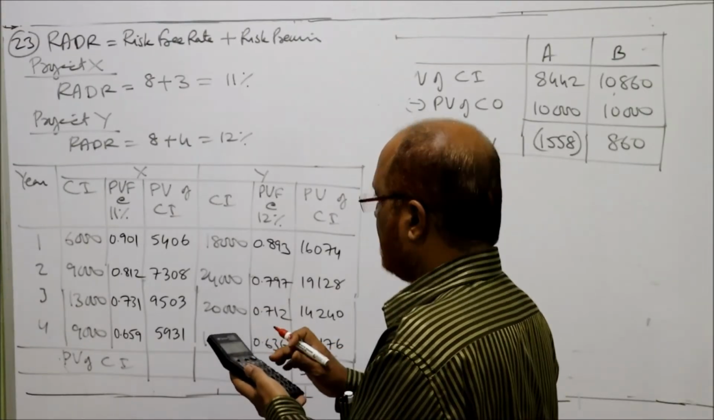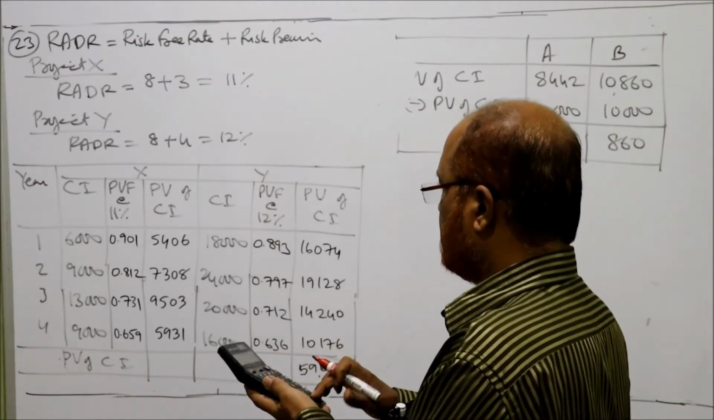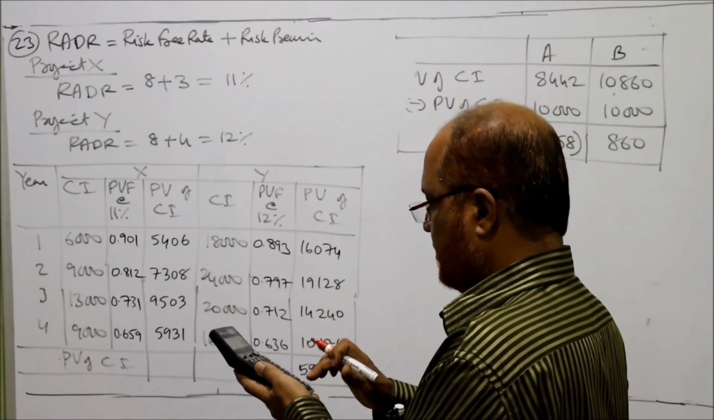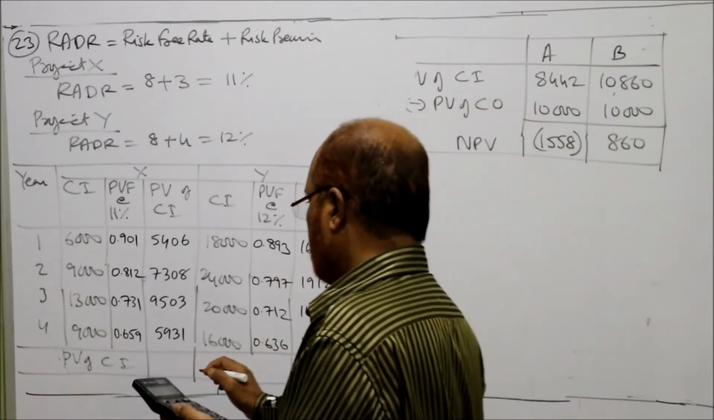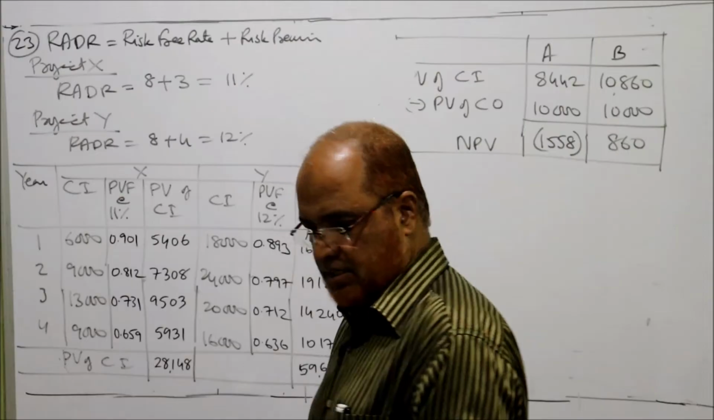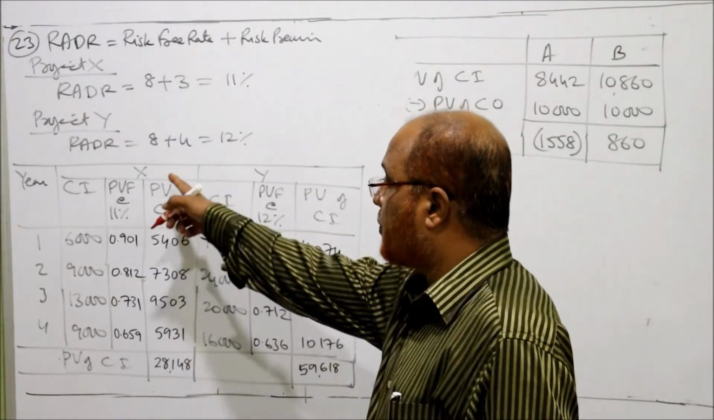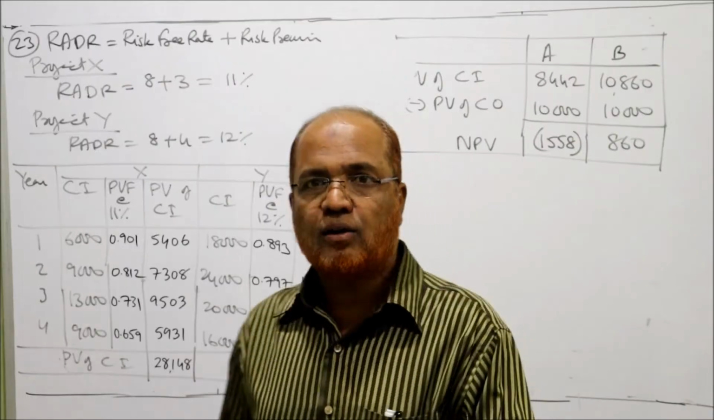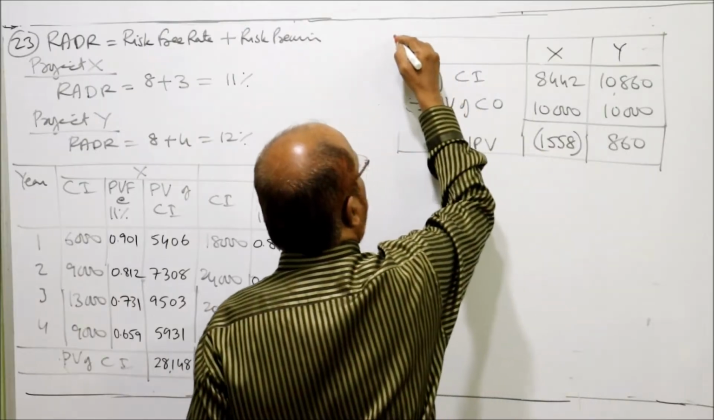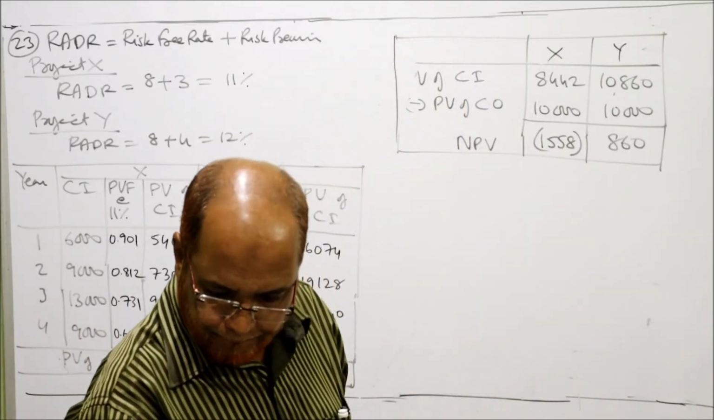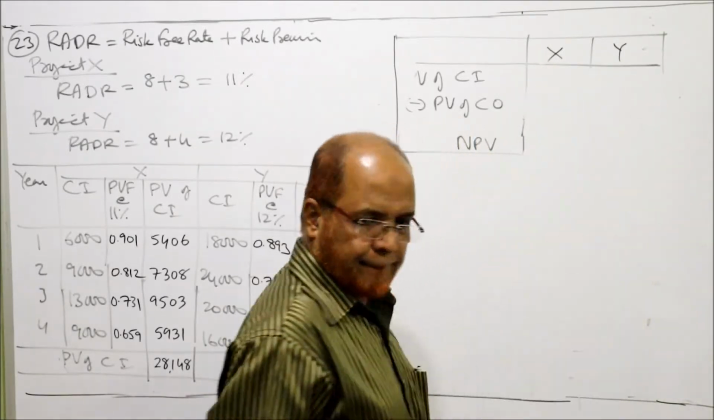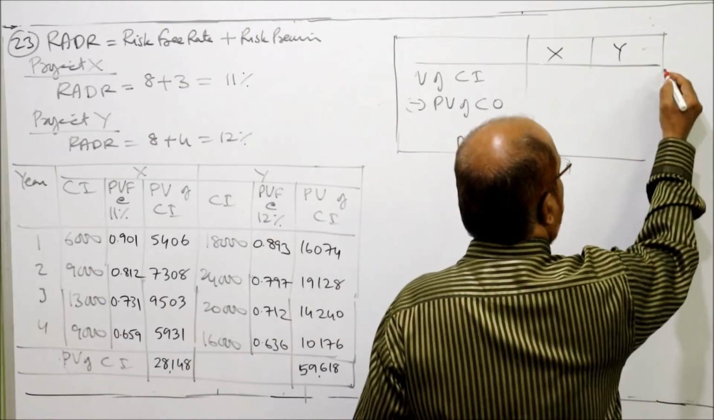59,618. Here it is 5406 plus 7308 plus 9503 plus 5931. 28,148. That's it. So we have calculated the cash inflows of X project and Y project. Now we have to find out the NPV. So here we take X project and Y project.